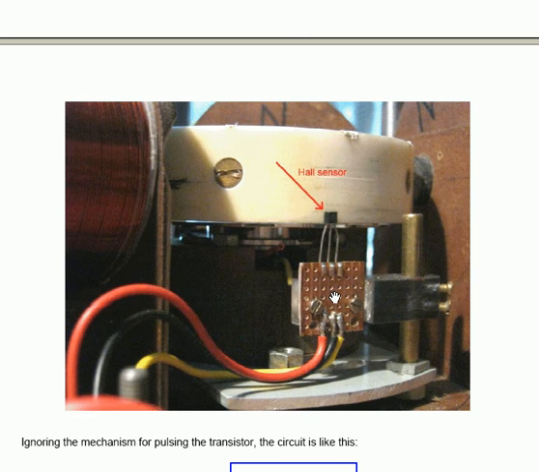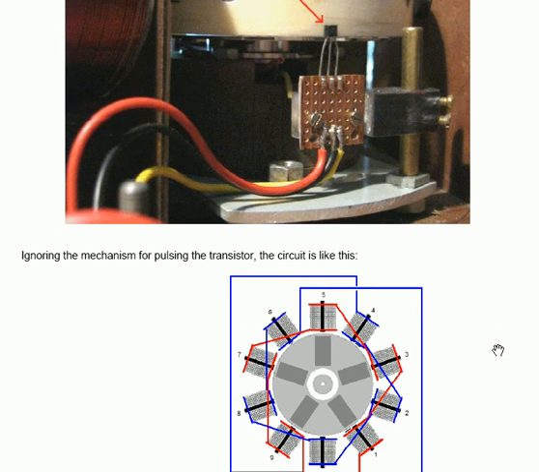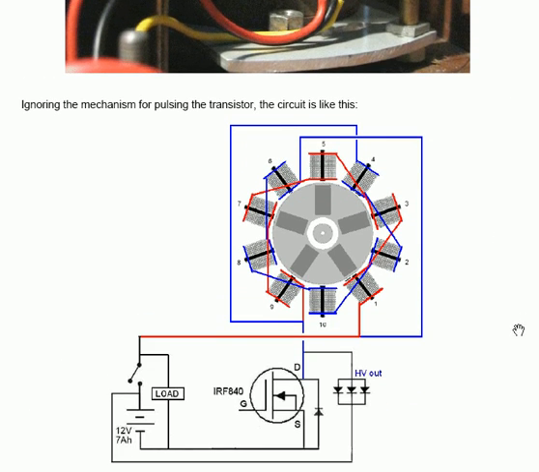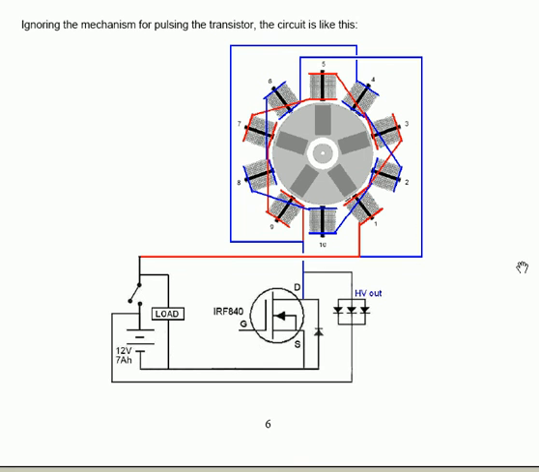emitting the circuitry that pulses the actual transistor is like this. You've got a set of coils here. 5 coils are shown connected in blue, and 5 coils are shown connected in red. And the 2 sets of coils are powered by the battery, which is a 12 volt 7 amp hour battery, which passes through the coils and out to the transistor itself.